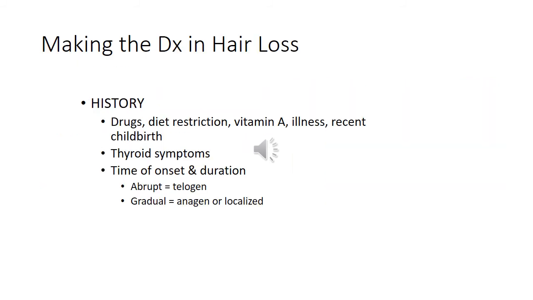To diagnose the cause of hair loss, you have to take a history, especially drugs and diet restriction, vitamin A deficiency, illnesses, especially febrile illnesses, anemia, recent childbirth, thyroid status may be involved, time of onset and duration, abrupt telogen or gradual in anagen phase or localized.